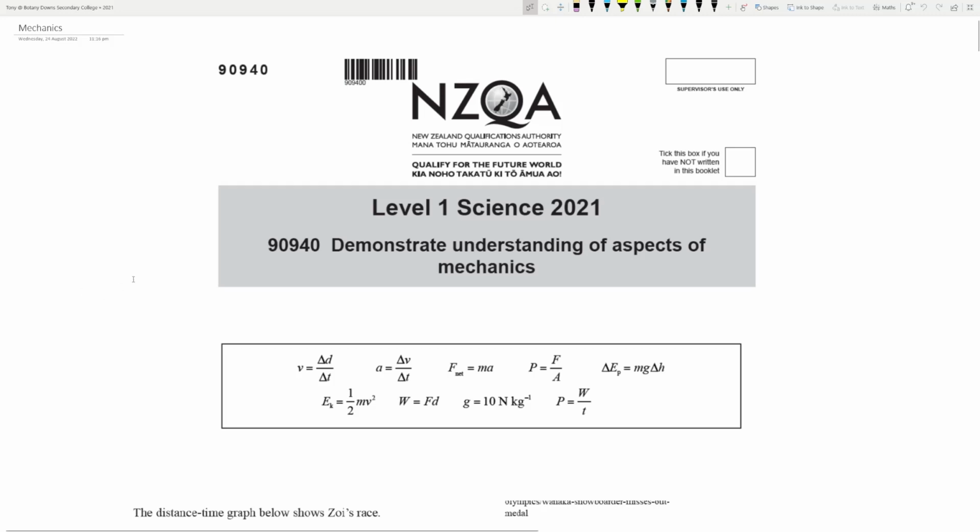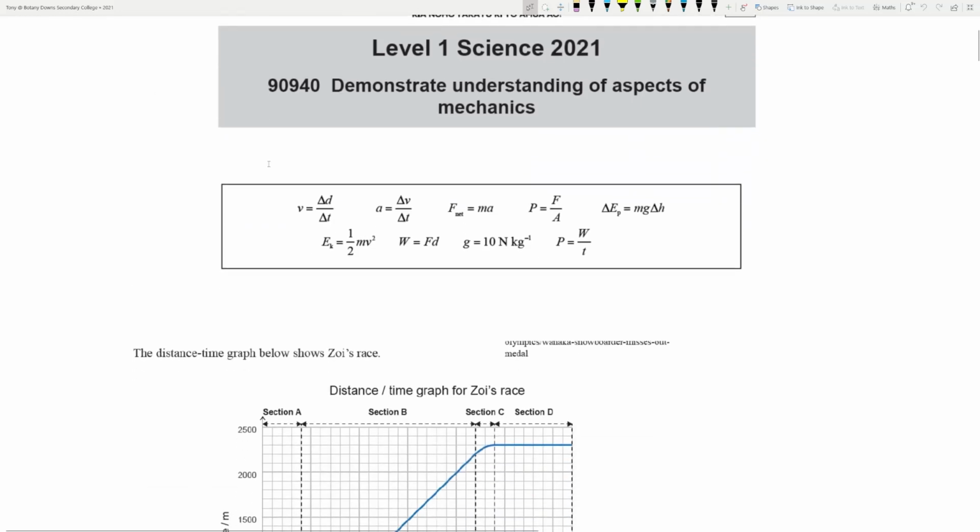One thing you'll notice is that all of the equations are given at the top of the page, so you need to be very familiar with what they stand for and when to use which formula, because most of the time it's all about putting the correct formula down, substituting the right numbers in, doing the calculation properly, and then writing the unit, and then you're good to go. Okay, so let's get started.